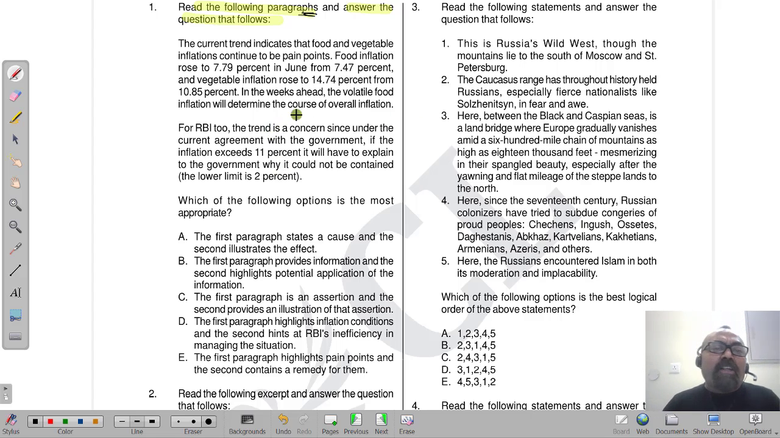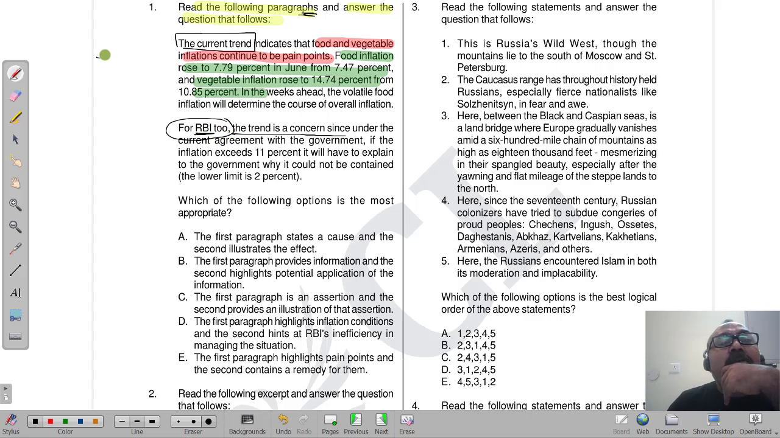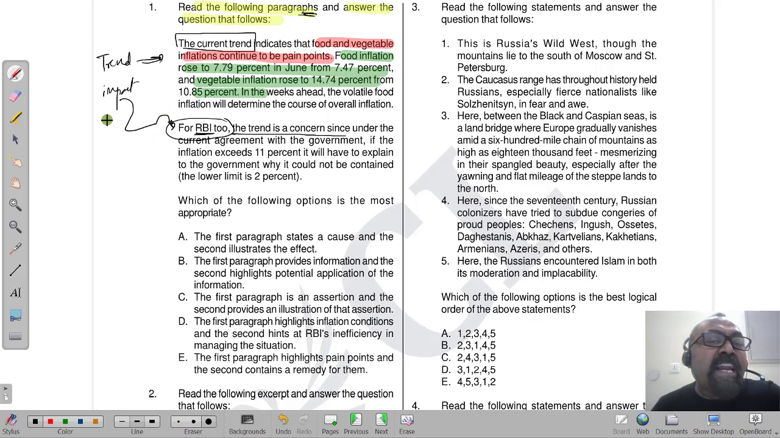If you look at this, paragraph number 1 starts by talking about a certain trend. It makes a claim, that food and vegetable inflation continue to be pain points, and then explains that, giving more detail on why that is the case. The second paragraph says that for RBI specifically, it's going to be a concern as well. So there is a trend that has been explained, and an impact of the trend for a specific entity, in this case RBI. Which of the following options is the most appropriate?